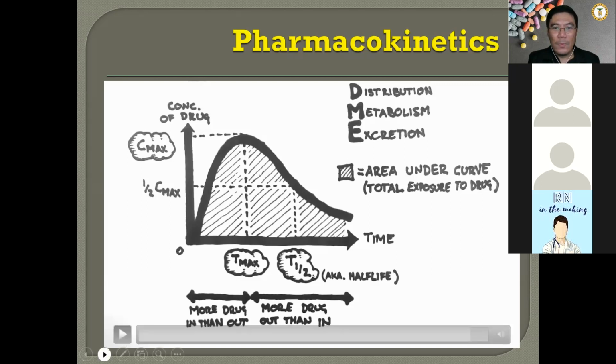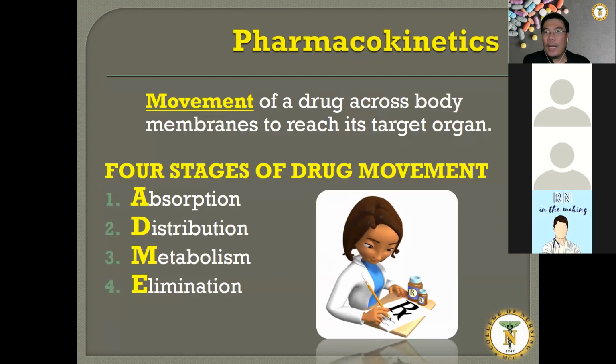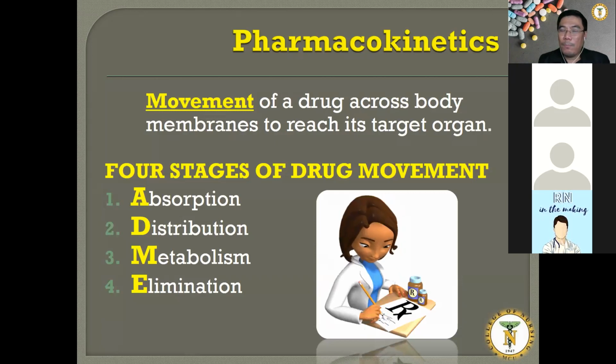So this is the video. Now, as we go on with pharmacokinetics, we have mentioned that this is related to movement of the drug across body membranes to reach its target organ. Because we are talking about its therapeutic effect, we are considering a certain drug that will target health conditions identified with a specific system of the body.